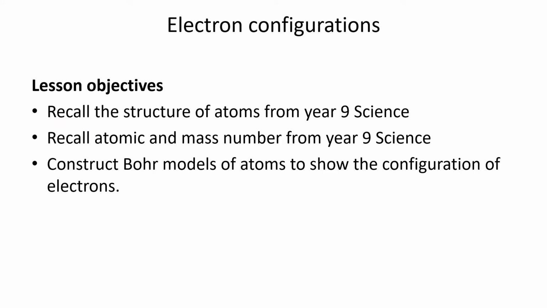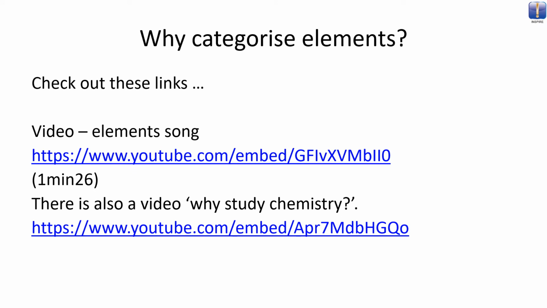So here's our objectives. We're going to do a bit of a review of some of the stuff you should have done in grade 9 science around the structure of an atom, atomic number and mass, and look at the Bohr models of atoms to show how electrons are arranged. Got a couple of videos there for you to stop and have a look at, other ones on YouTube that you can check out. Just some videos to kind of inspire you and get you interested in what we're doing this particular lesson.